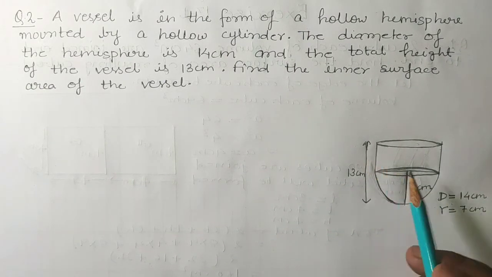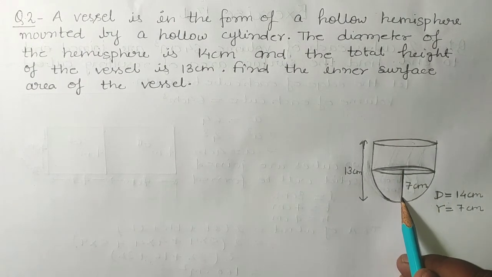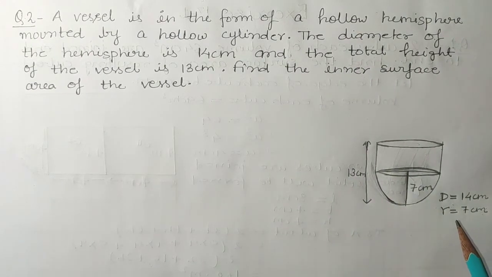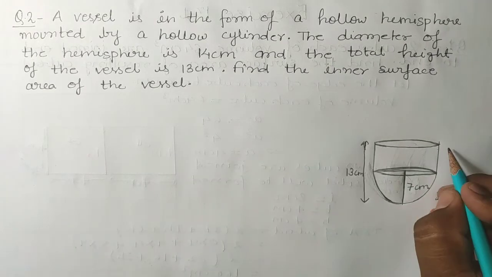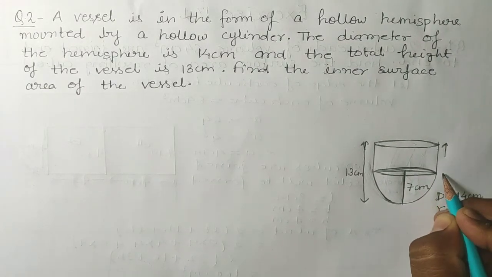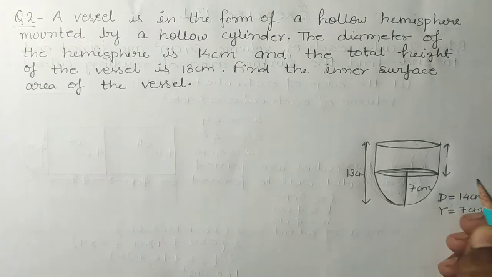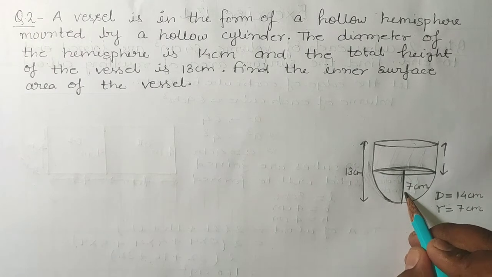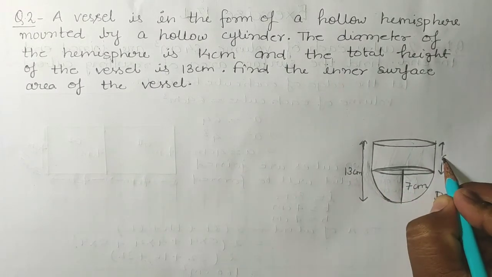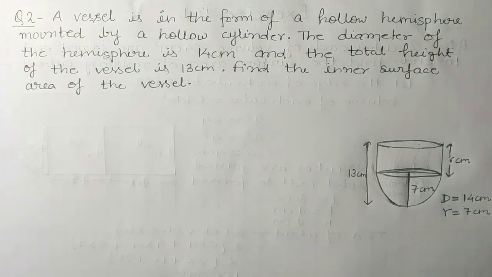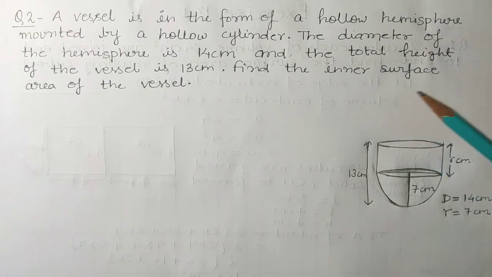So in the total height of this vessel, the height of the hemisphere is 7 centimeter, which is equal to its radius. Then what will be the height of the rest part of the vessel? If it is 7 and total is 13, then it will be 6 centimeter. Are you getting my point? If total height is 13 and height of the hemisphere is 7, then the height of the cylinder is 6 centimeter.